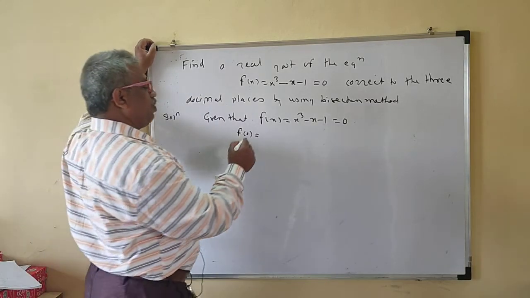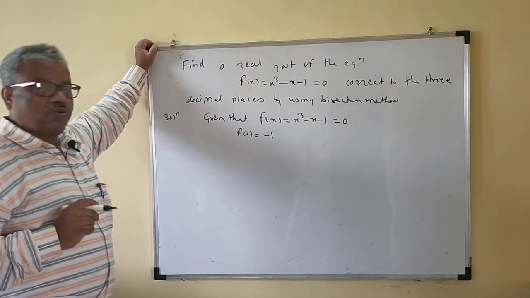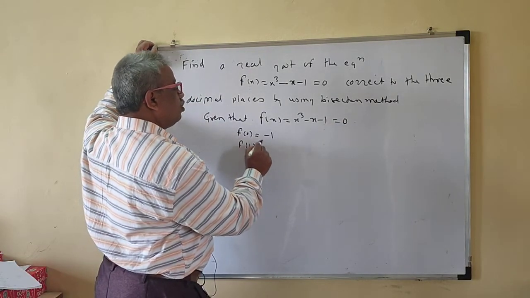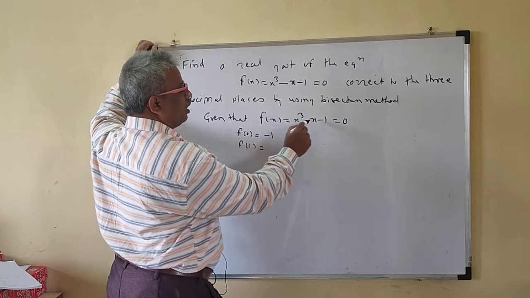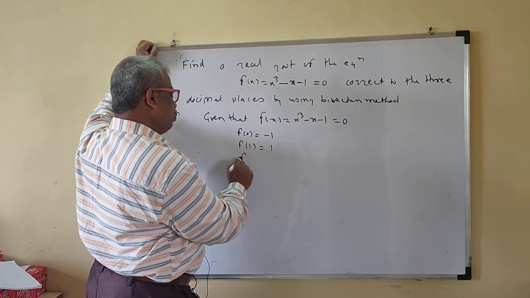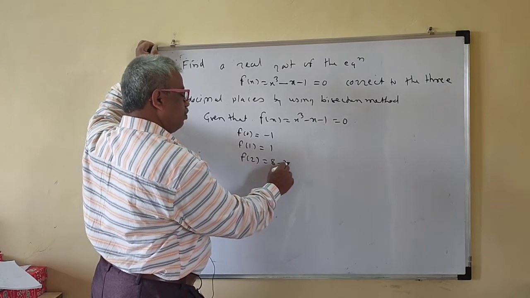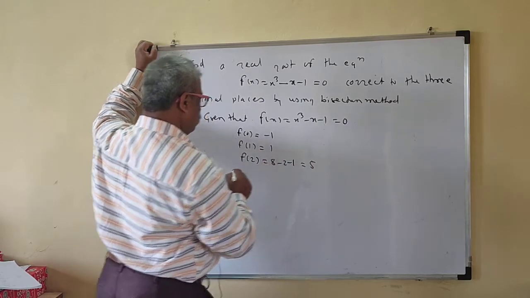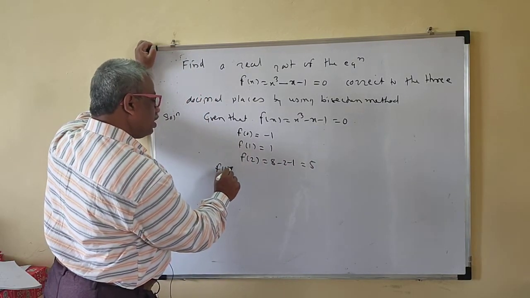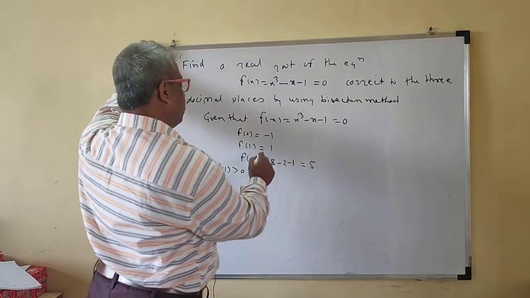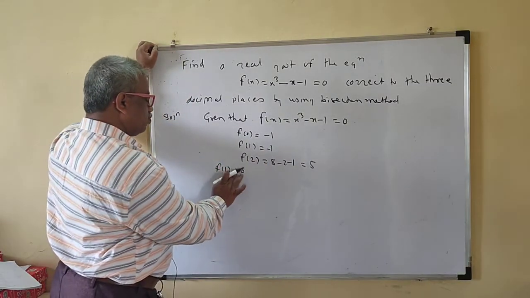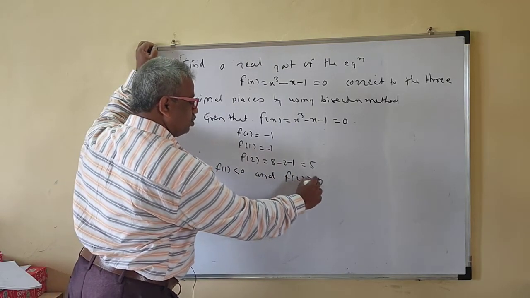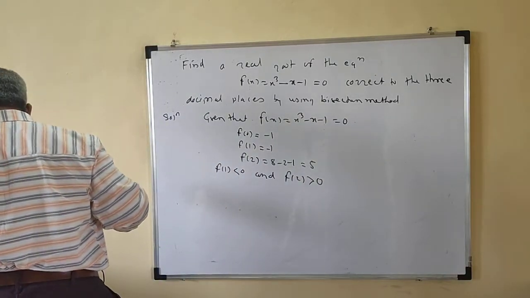Now we will find f of 0, which is minus 1. We will find f of 1, which is 1 minus 1 minus 1, so this is minus 1. Now we will find f of 2. This is 8 minus 2 minus 1, which is 5. So f of 1 is less than 0, and f of 2 is greater than 0. So we get the interval 1 and 2.